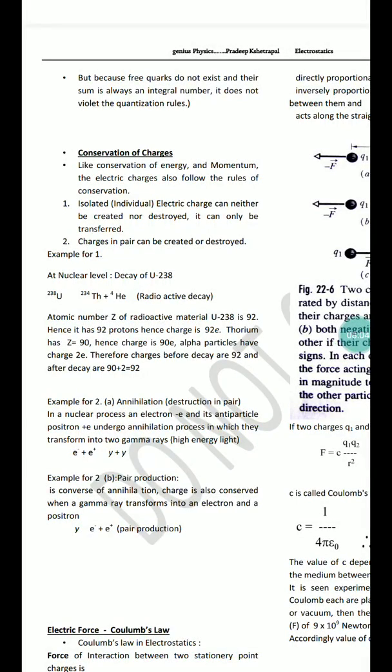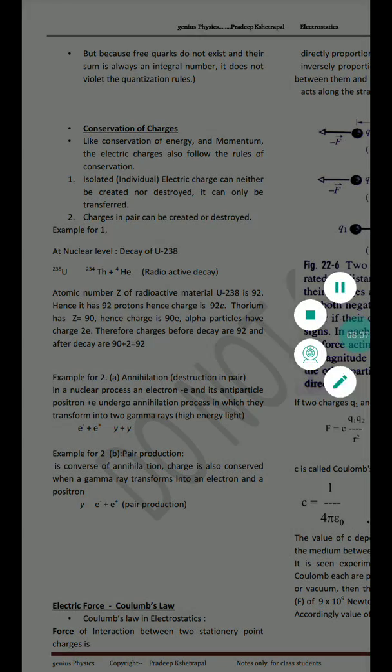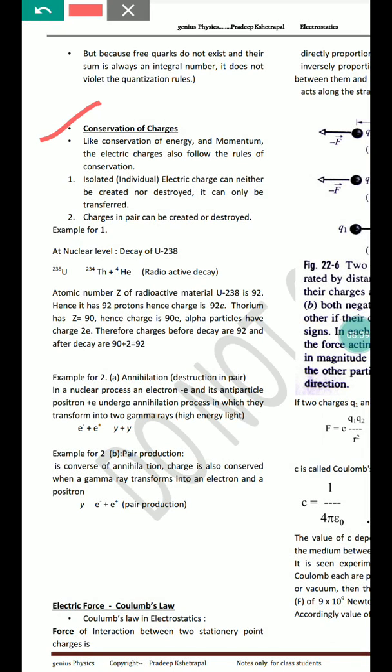After that, we have the property that is the conservation of charge. Conservation of charge means the charge on the body before the reaction or after the reaction remains conserved and doesn't change. Suppose in this reaction, uranium-238 gives us thorium-234 plus helium-4.